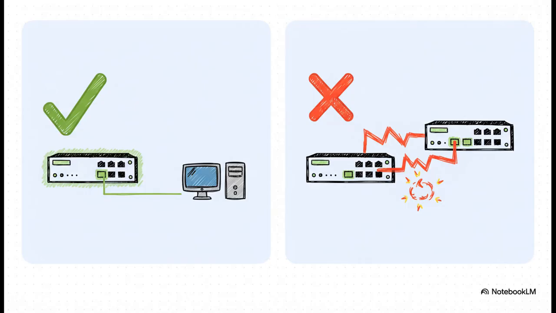This slide lays it out perfectly. It's good versus bad. On the left, you see the correct way. A switch port with PortFast enabled connecting to a PC. That's safe, it's fast, it's exactly what it's for. But on the right, that's the disaster scenario. A PortFast port plugged into another switch. That is incredibly dangerous and a guaranteed recipe for a network meltdown.